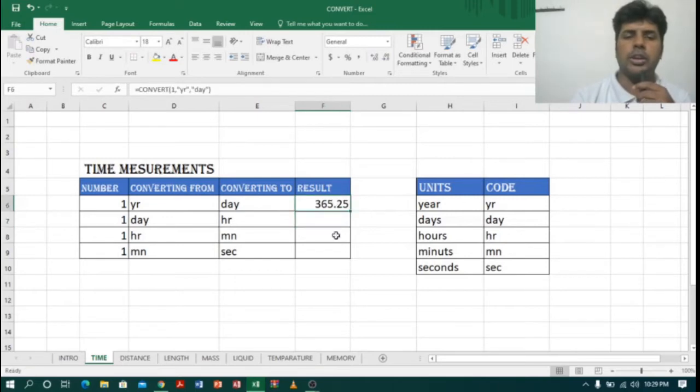Nice. Now I got the result as 365.25. That means 365 days and another quarter day. So this is how easily we can convert years into days.